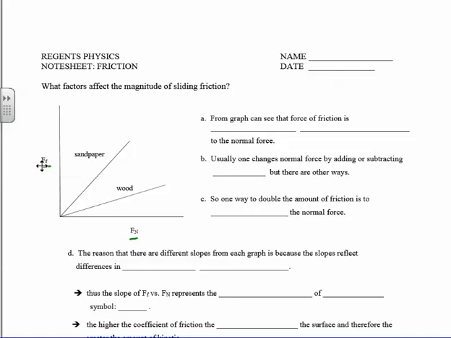Generally, the normal force is going to be equal to the weight of the object, but that's not always going to be the case. However, the force of friction always depends on the normal force, and the normal force can change even if the weight doesn't. So that'll become clear later on. All right, so we have two graphs.